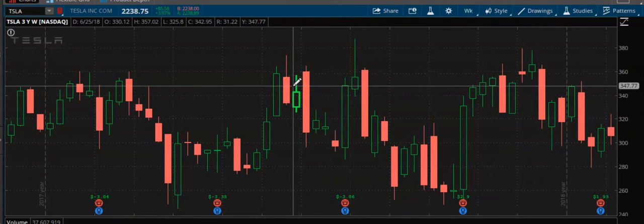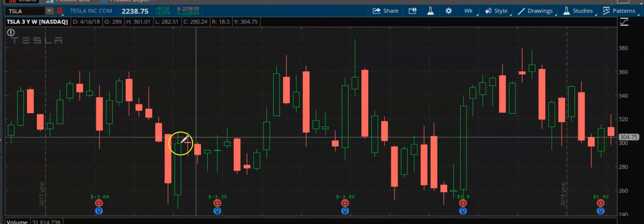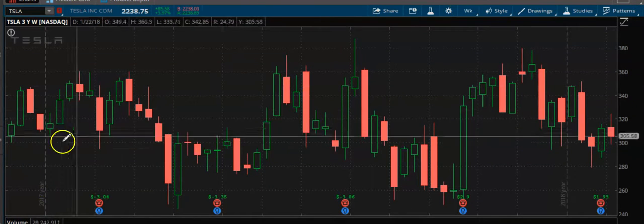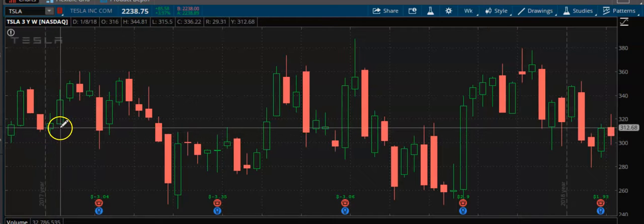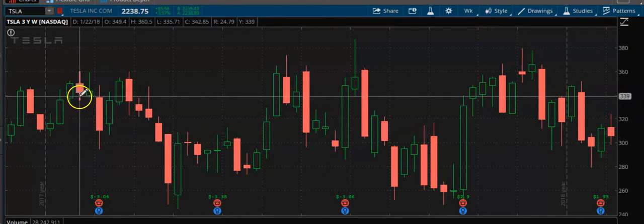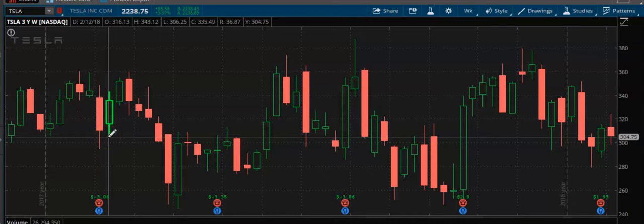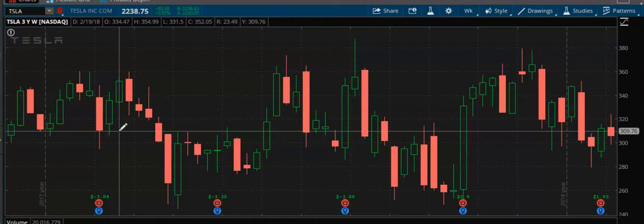If we look at this chart, it's showing us some interesting things. This dotted line here shows us where the stock started. Each one of these bars represents a week in time. We talked a little bit about candles before. So remember, the red candle is a down week, a green candle is an up week.